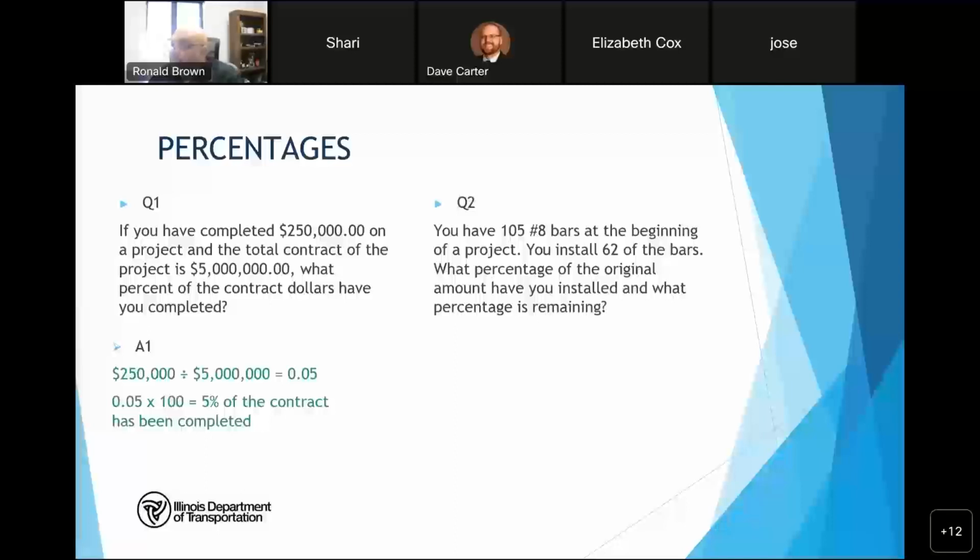Example 2, you have 105 number 8 bars at the beginning of a project. You install 62 of those. This is an example from an earlier equation, but as a percentage, you would like to find out the original amount, what percentage of the original amount have you installed, and what percentage is remaining.